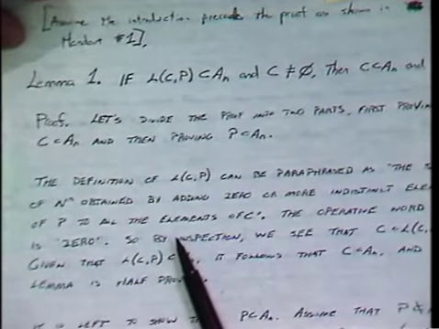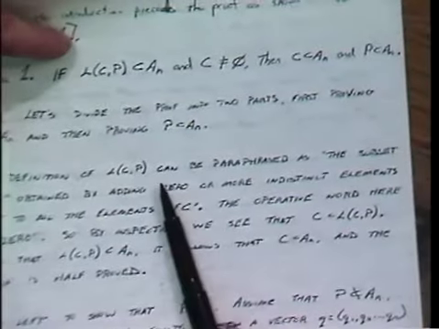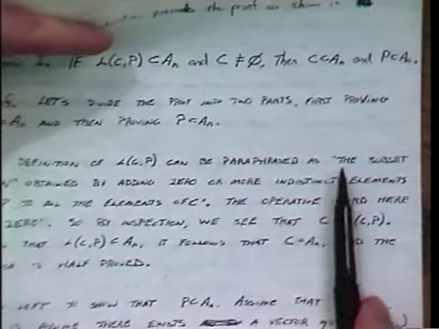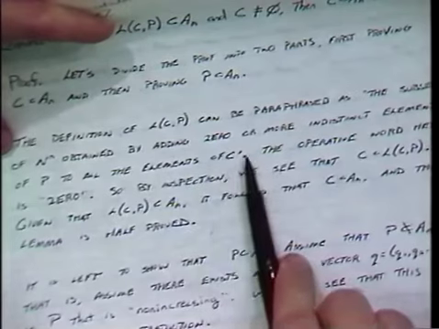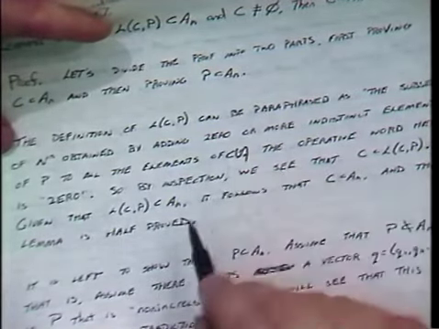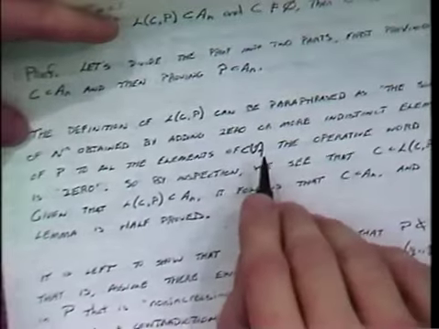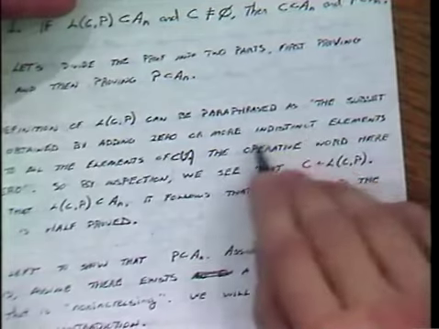Let's see. Here it says the definition of LCP can be paraphrased as the subset of n to the n obtained by adding 0 or more indistinct elements of P to all elements of C, quote, period. Okay, now here I would have put the period inside the quote. We talked about that. Indistinct elements isn't the right word.